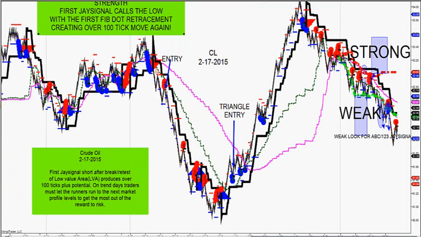Look at this trade setup. You broke down, retested, broke market profile. Look at my exact entry short. It went down 100 plus ticks, 180 ticks, I'm sorry. $1,800 move all the way down. It didn't even break my black line.